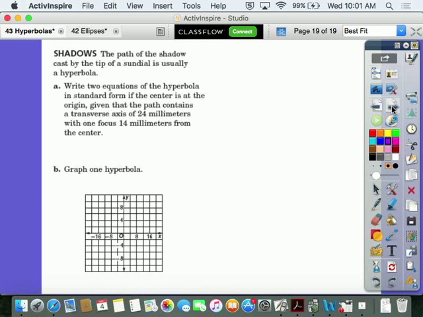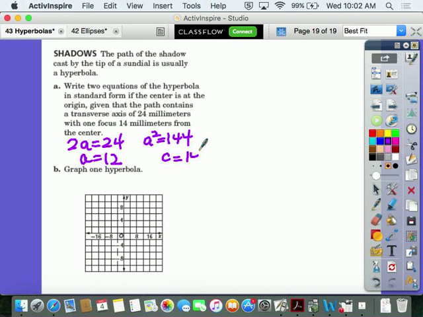Whoa, okay, jumped a few steps. The transverse axis is equal to what? 2a. So that means that 24 equals 2a. a is 12, so a squared is 144. And it says that one focus is 14 millimeters from the center. Now remember, from the center to the focus equals what? It's 14, but what variable does it represent? c. So we know c equals 14, so c squared equals 196.